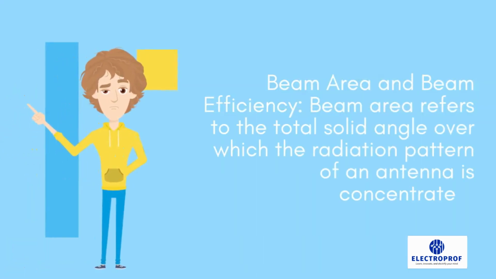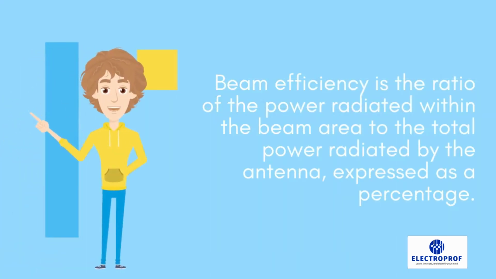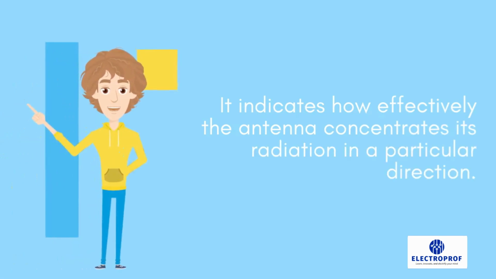Beam area and beam efficiency. Beam area refers to the total solid angle over which the radiation pattern of an antenna is concentrated. Beam efficiency is the ratio of the power radiated within the beam area to the total power radiated by the antenna, expressed as a percentage. It indicates how effectively the antenna concentrates its radiation in a particular direction.